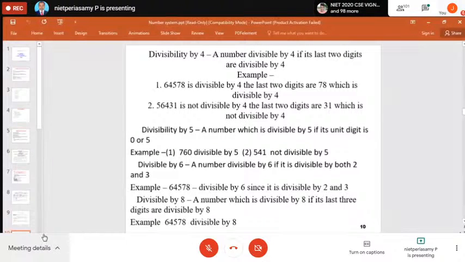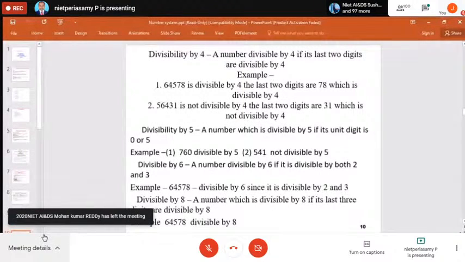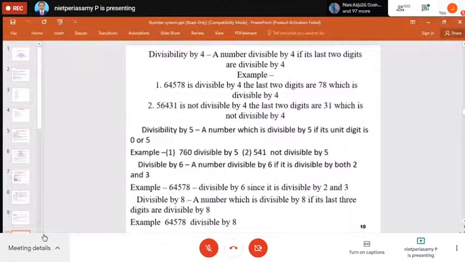64,578. Here the last three digits are 578. Here 578 is divisible by 8. So the whole number 64,578 is divisible by 8. So this one is divisibility by 8.